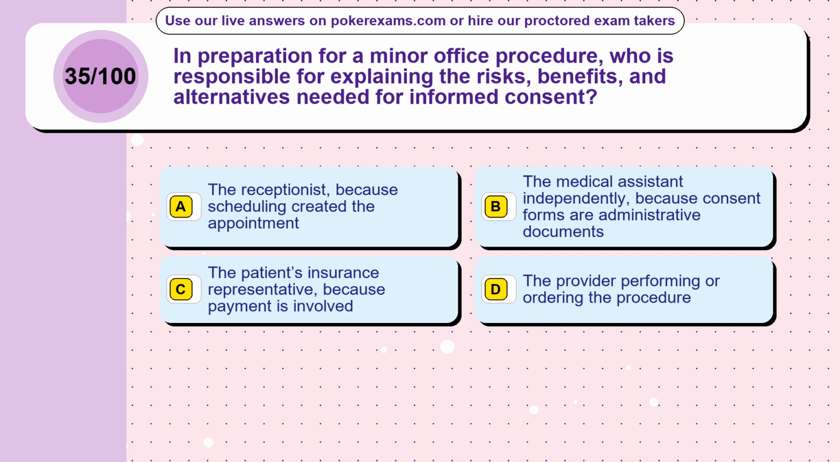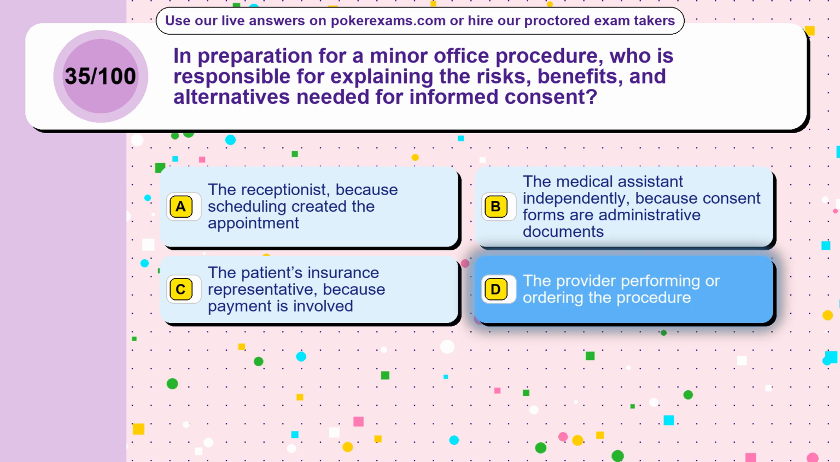Question 35. In preparation for a minor office procedure, who is responsible for explaining the risks, benefits, and alternatives needed for informed consent? Option A. The receptionist, because scheduling created the appointment. Option B. The medical assistant independently, because consent forms are administrative documents. Option C. The patient's insurance representative, because payment is involved. Option D. The provider performing or ordering the procedure.